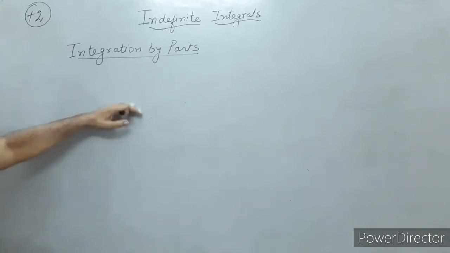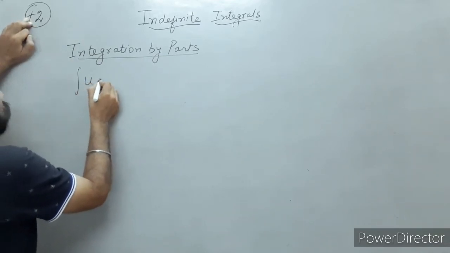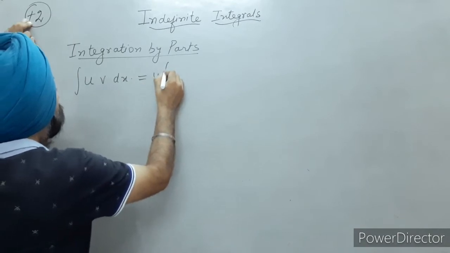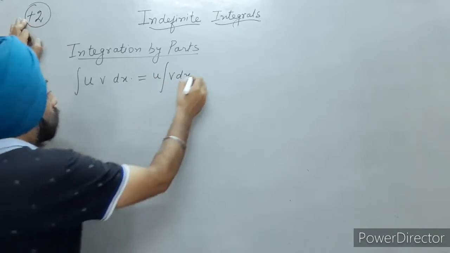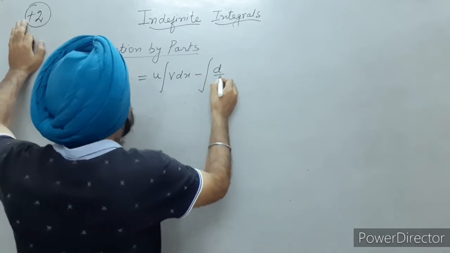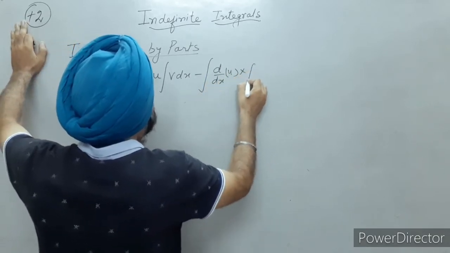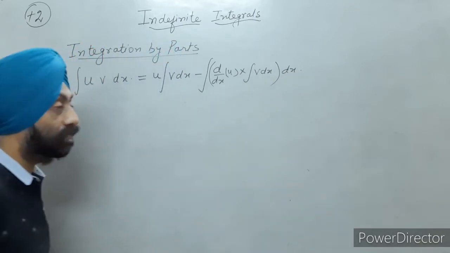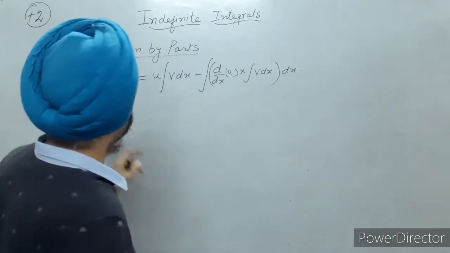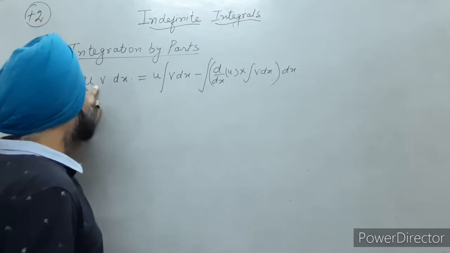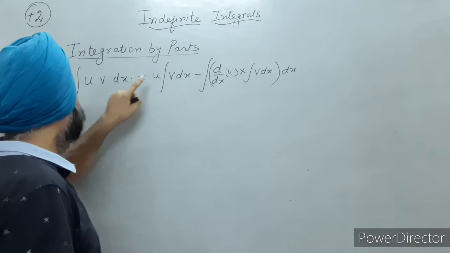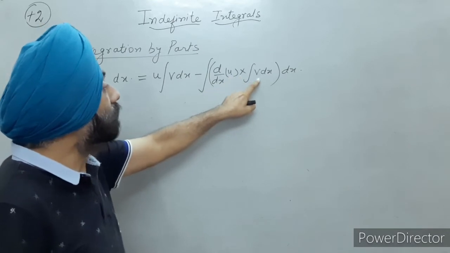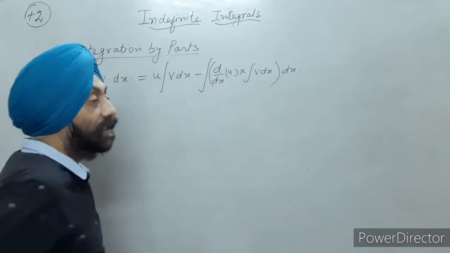Now, integration by parts means, say I have two functions, u multiplied by v dx. This is equal to u times the integral of v dx, minus the integral of the derivative of u into the integral of v dx. Integration is there, so I write dx over here. This is the formula which we will use for integration of the product of two functions, u multiplied by v. It's a whole integral, so therefore it's dx over here.